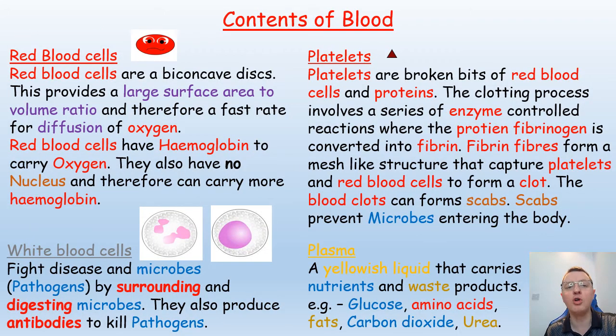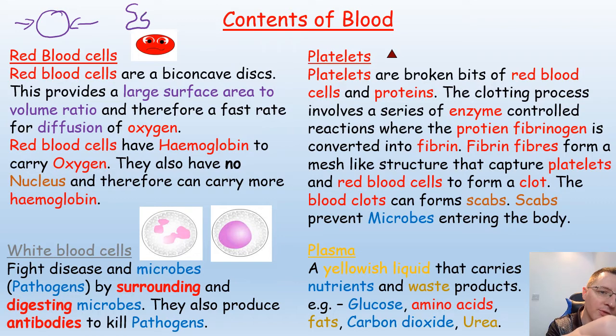So let's look at the four components of the blood in more detail. We'll start by looking at red blood cells. Red blood cells are a biconcave disc, and what that means is if you imagine a sphere and you push in on two different sides of that sphere, it will become this shape as you squash it. The reason for this biconcave shape is that it provides a large surface area to volume ratio, and therefore a very fast rate of diffusion. So oxygen can diffuse both in and out of a red blood cell very, very quickly due to its large surface area.